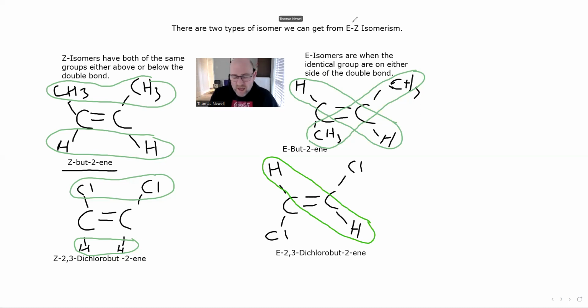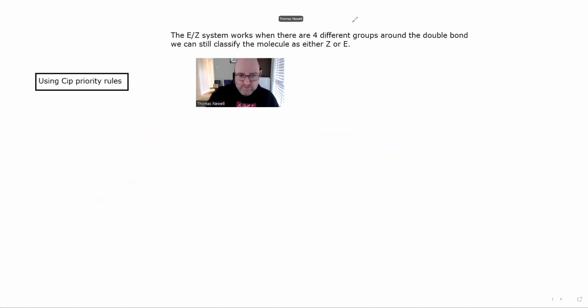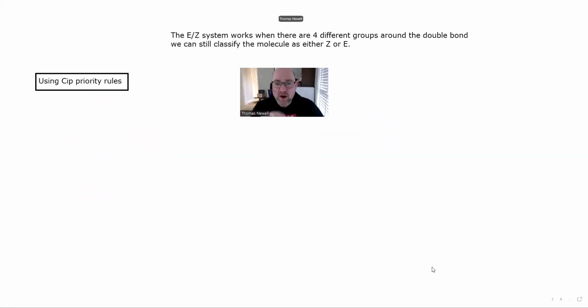Right, let's get into the slightly more difficult stuff to do with E-Z isomerism. The E-Z system still works even when there are four different groups around the double bond. We can still classify the molecule as either Z or E. So let's draw one and show you how to do that. It would help if I have my pen on. Pen on.